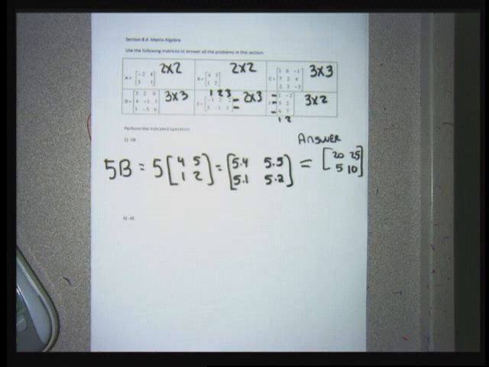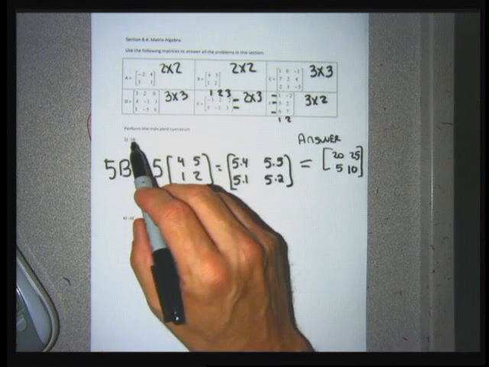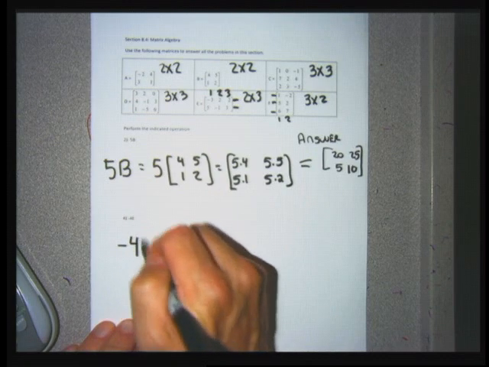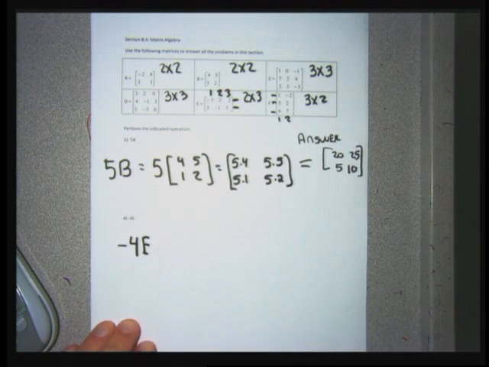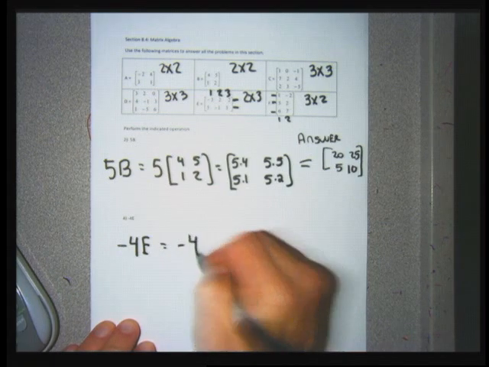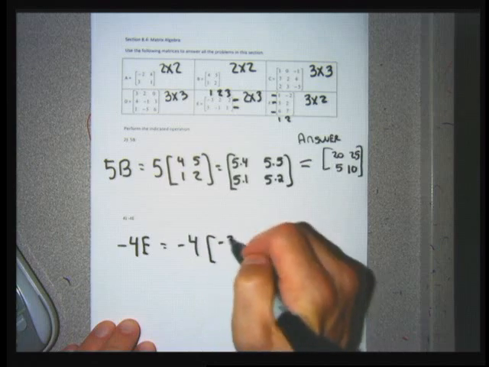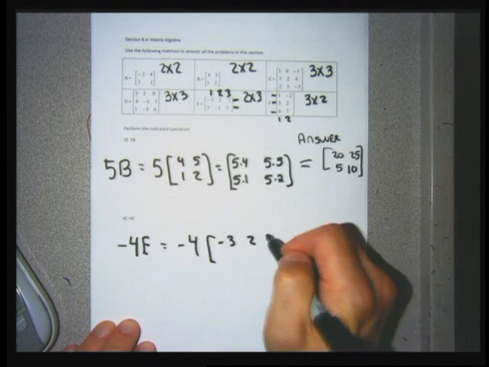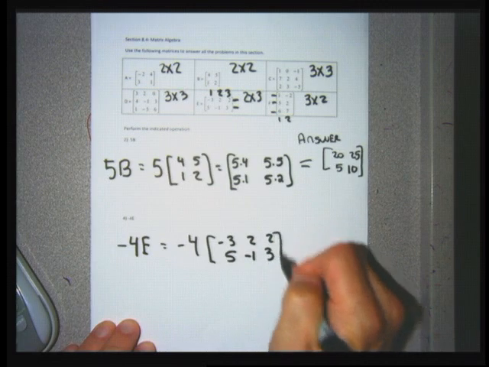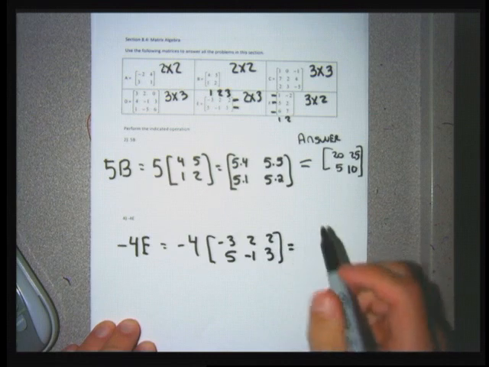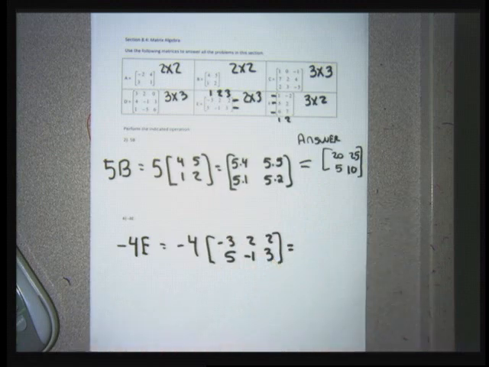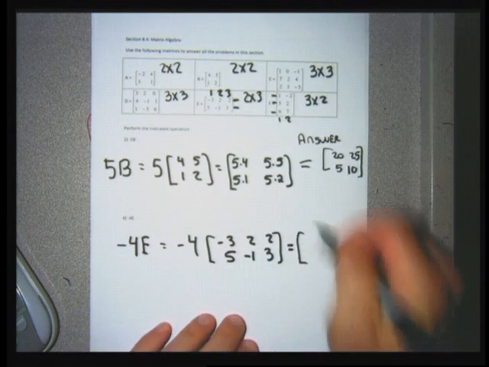So scalar multiplication, when you have a number written to the left of a matrix name, just means to multiply every component in that matrix by that number. So if I wanted to do -4 times matrix E, that would be the same as -4 times the matrix -3, 2, 2, 5, -1, and 3. I'm going to do this by hand, and then I'm going to check it on my calculator. Now I'm just going to multiply every single number in this by -4, being careful with my signs, and that's going to lead me to my answer.